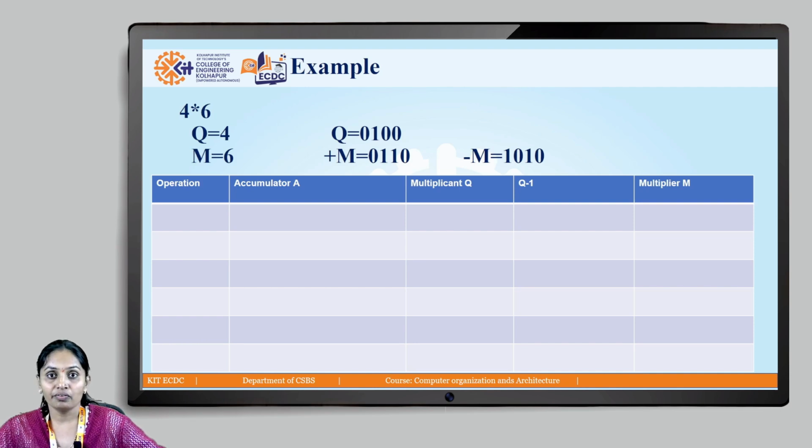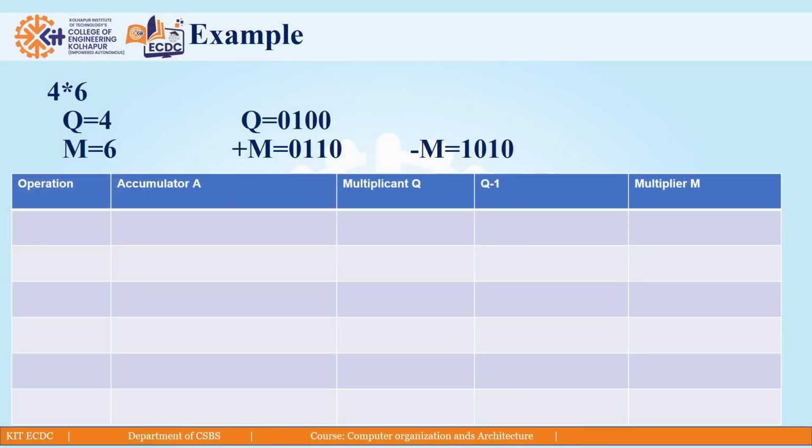Now what will we do? We'll do this operation, and the expected output should be 24, right? First, we write the initialization. Initially we take the contents of the accumulator as 0, 0, 0, 0. Now how many times are we going to do this operation? That depends on the number of bits of your multiplicand. How many bits are there? Total 4 bits. So we are going to perform these operations 4 times.